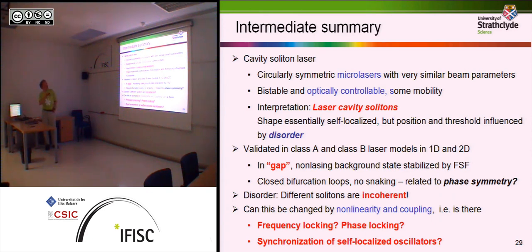Okay, so just to summarize this, we have circular symmetric microlasers, which are very similar to beam parameters. They are bistable, optically controllable, show some mobility, and they can be interpreted as laser cavity solitons. Their shape is essentially self-localized, but the position and the threshold are influenced by the disorder. This is validated in class A and class B models in 1D and 2D, and they exist in the gap where the non-lasing background is stabilized by the frequency-selective filter.